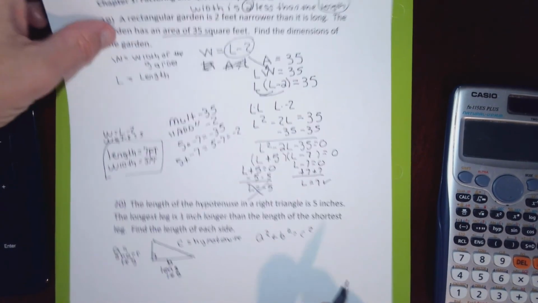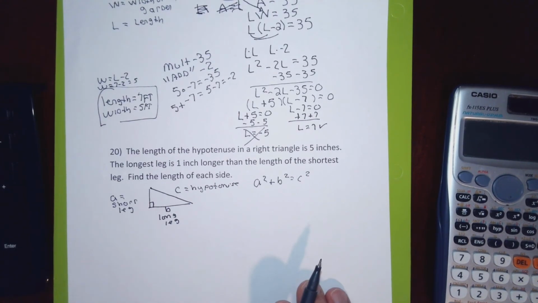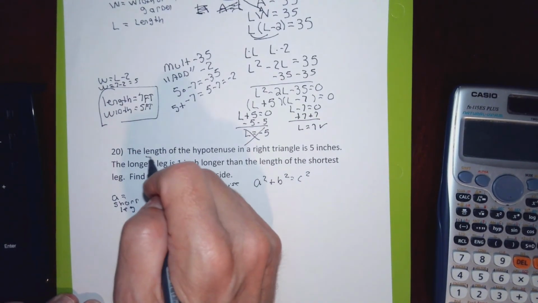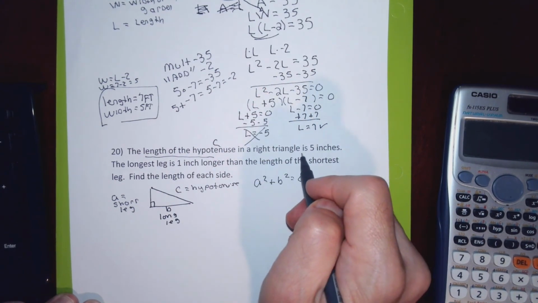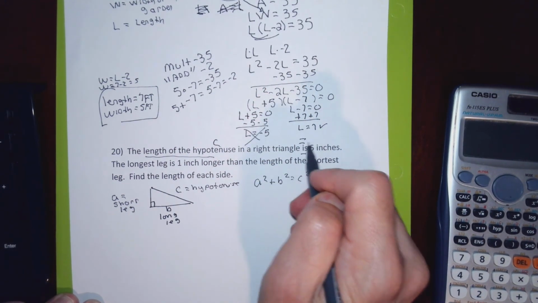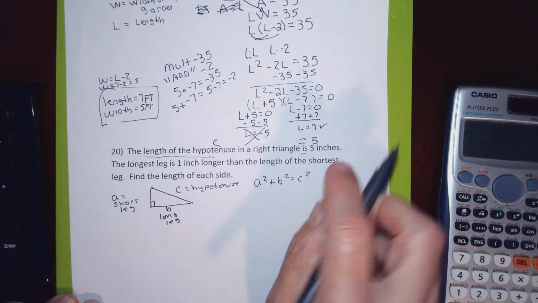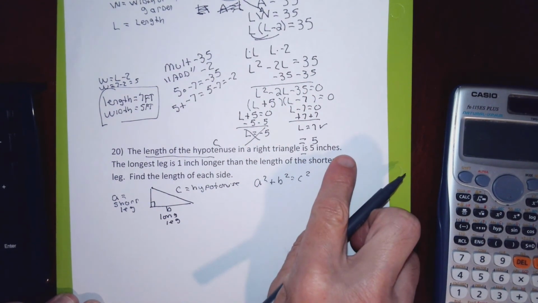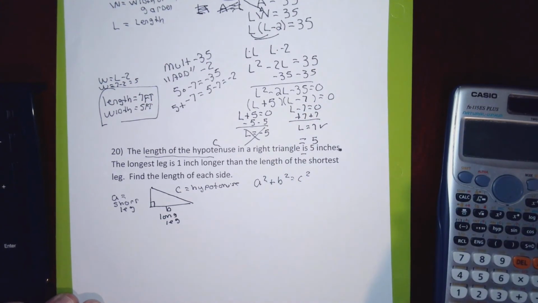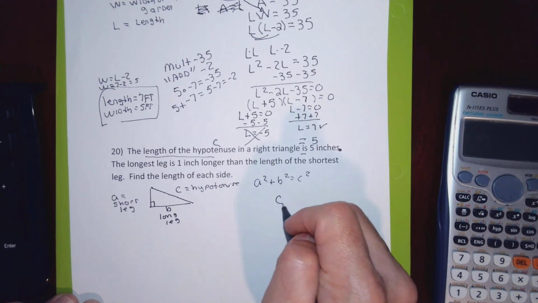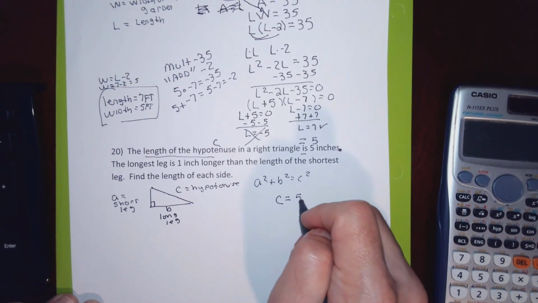As I read through, each sentence is going to help me get an equation. The first sentence says the hypotenuse, which is c, in a right triangle, is 5 inches, and it doesn't say anything after the word inches. There's not a word like more or less, so it's not going to have a plus or a minus. The first sentence just simply says c equal to 5.